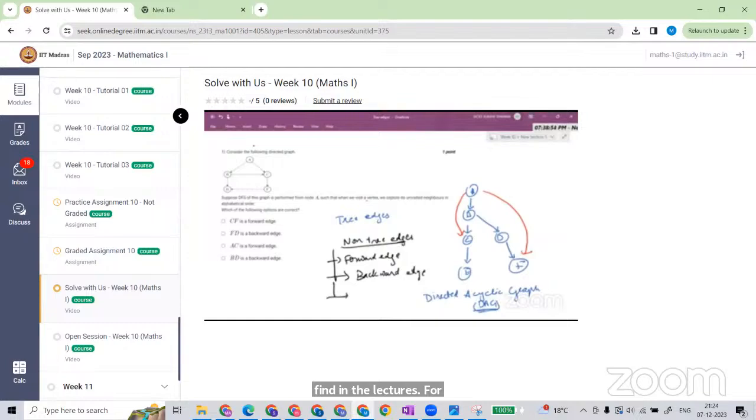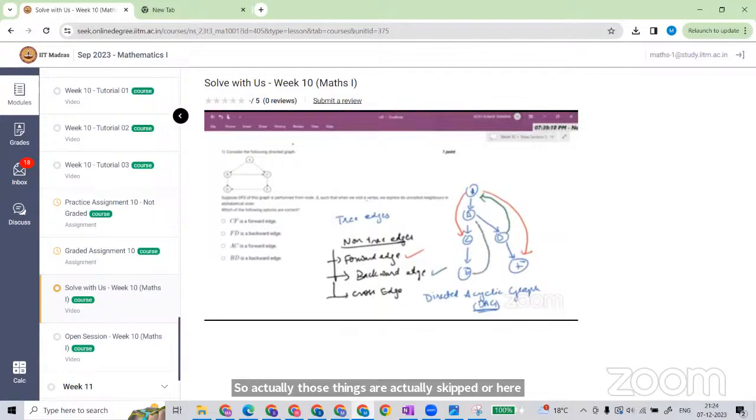For example, the maximum independent set plus the minimal vertex cover is equal to the total number of vertices. This point is not there in the lecture. Like that, multiple things are there, and those things are skipped. Here you just need to think that maximum independent set and minimum vertex cover together give the number of vertices. These are tricks you have to think of on your own.